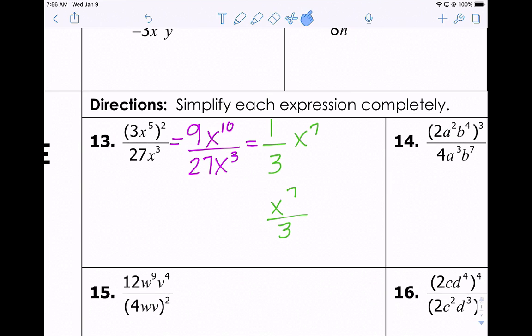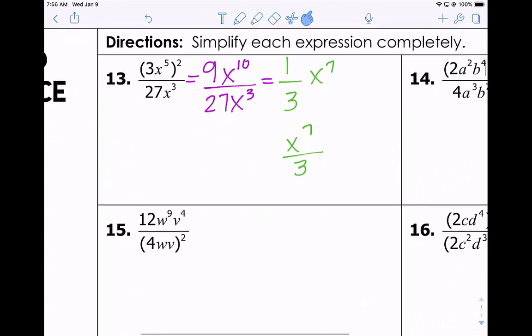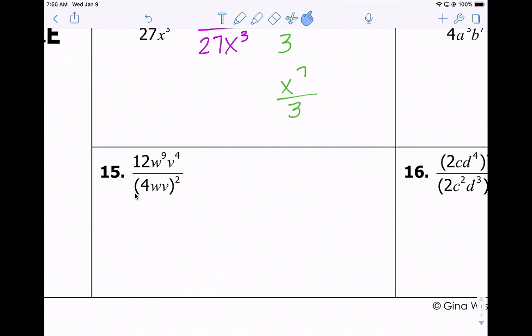All right, let's do another one like that. So let's go to number 15. So number 15, this time our parentheses with our extra exponent is in the denominator. So the numerator, we're not going to do anything with that just yet. So I'm just going to rewrite my numerator. So we have 12w to the 9 v to the 4th divided by. All right, now we're going to deal with this.